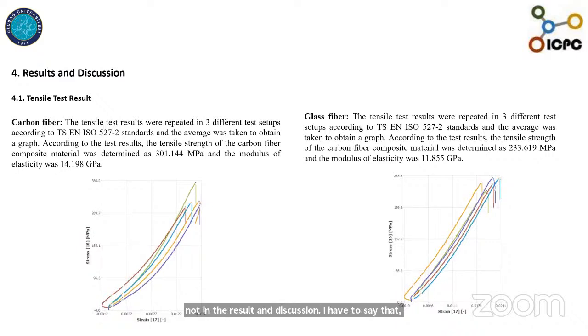these tensile tests were repeated three different times according to the standard that you can see here, and the average was taken. And according to the test results, the tensile strength of the CFRP, the carbon fiber reinforced composite material, was determined as 301.144 megapascal, and the modulus of elasticity was 14.198 gigapascal. So regarding the glass fiber, again, we repeated the test three times according to the given standard, and you can see the result written in the slide.